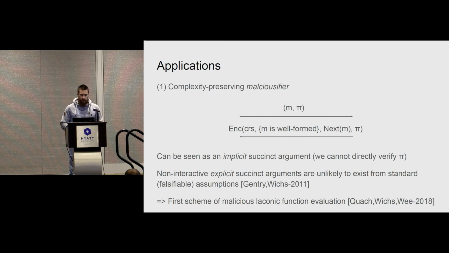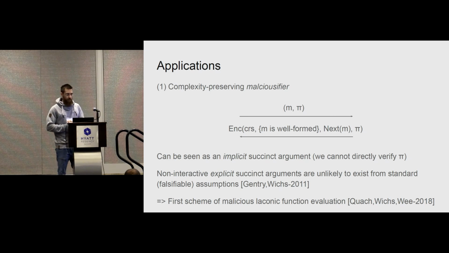And maliciousifier is a word that I made up, so it doesn't mean anything, but in cryptography we very often have the situation where we have semi-honest protocols to solve tasks, in the sense that all the parties are assumed to behave.